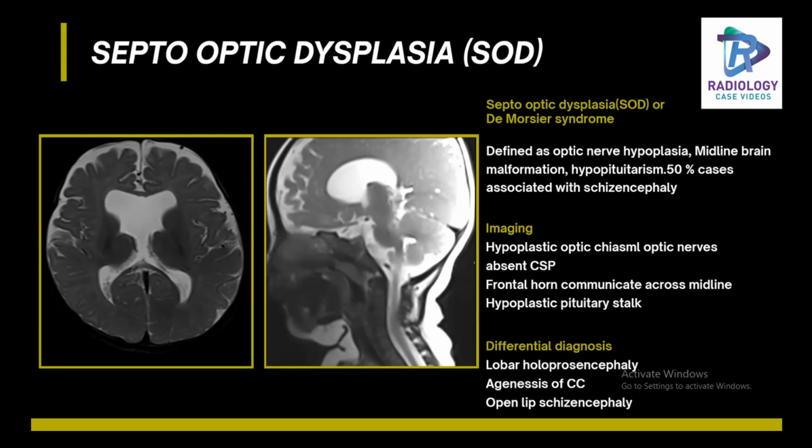So we need to look for the anterior cerebral artery, which will have a course shifted more anteriorly in lobar holoprosencephaly. This sign can also be looked out for on prenatal ultrasound in the midline sagittal view with color Doppler. And optic chiasma is not expected to be hypoplastic in lobar holoprosencephaly.